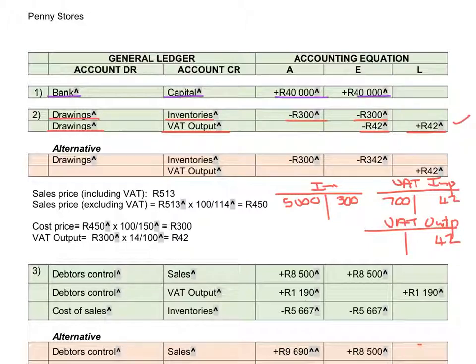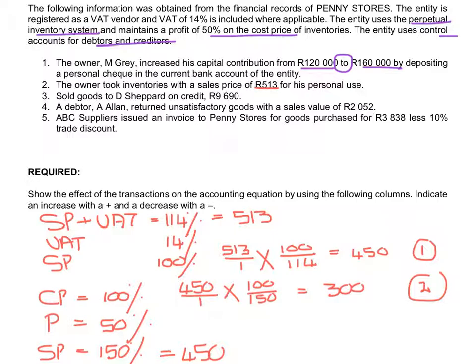So some textbooks will show it as VAT output, and some textbooks will show it as VAT input. Sold goods to D. Shepherd on credit, 9690. That is the sales price. So to determine the cost price, we have to remove the VAT out of this amount, and on the reduced amount, excluding the VAT, we will determine the cost price.